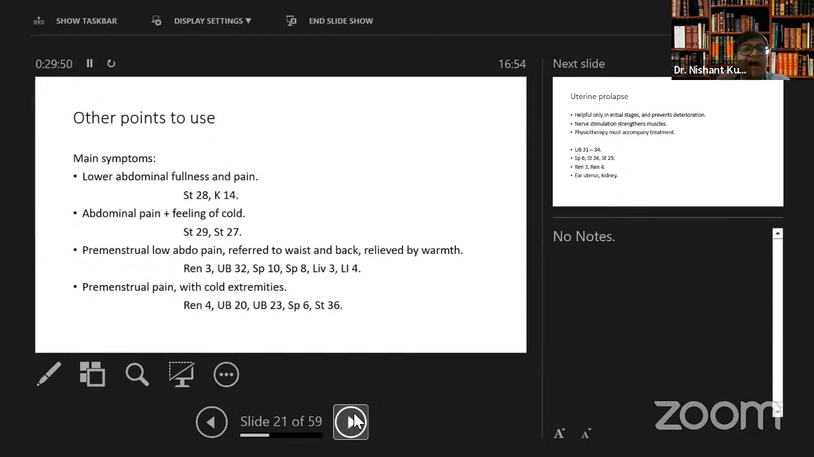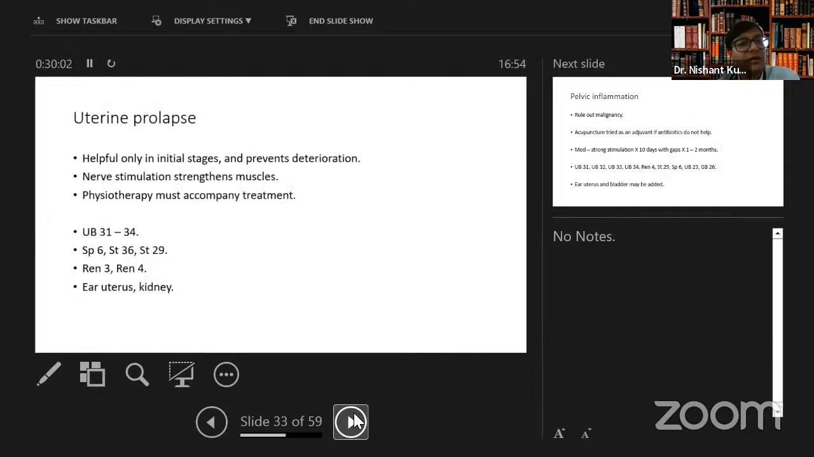Right? So you have these different points. Now, Ren 3 to Ren 5 and stomach 28 and 29 are very good points for leukorrhea, dysmenorrhea, and pelvic inflammatory diseases, along with spleen 6. Even for uterine prolapse in the initial stages, it can be used: spleen 6, stomach 36, and stomach 29. Now, stomach 29 is one of the common points for gynecological disorders, right? And Ren 3 to Ren 5.